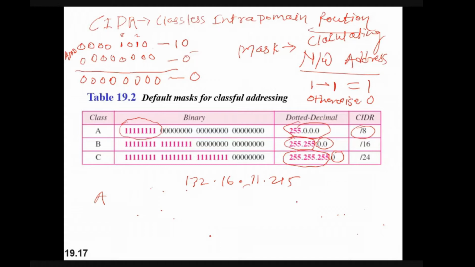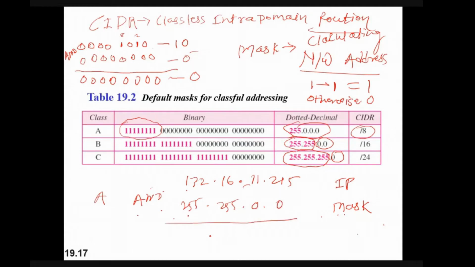For finding the network address of the college, you have to AND. So this is the IP. Then you have to write a mask of class B. The mask of class B is 255.255.0.0. So let me write it here: 255.255.0.0. And perform the AND operation.